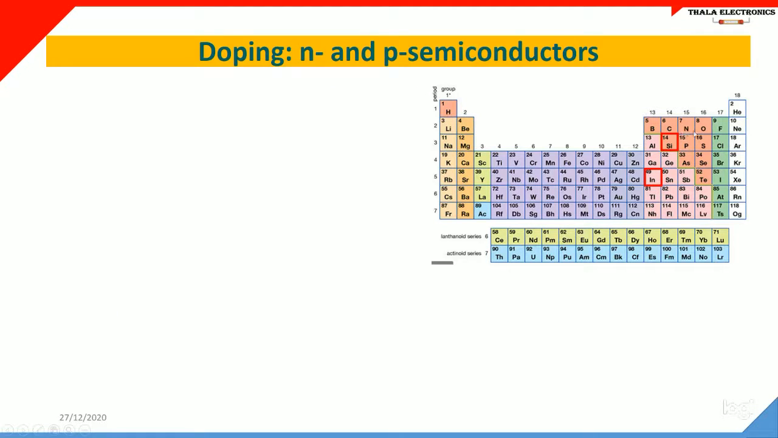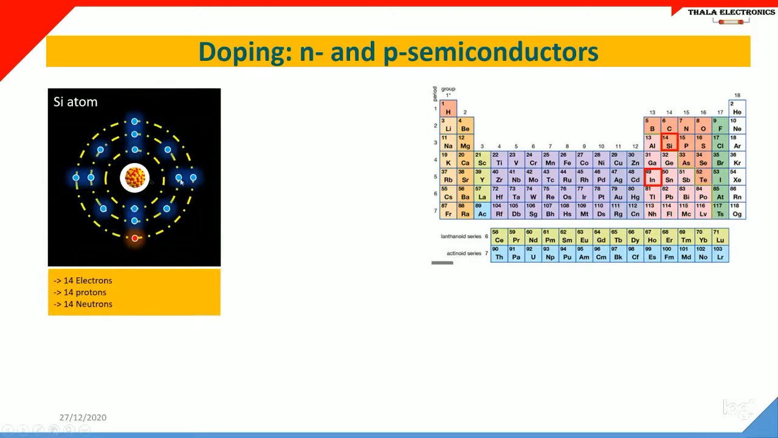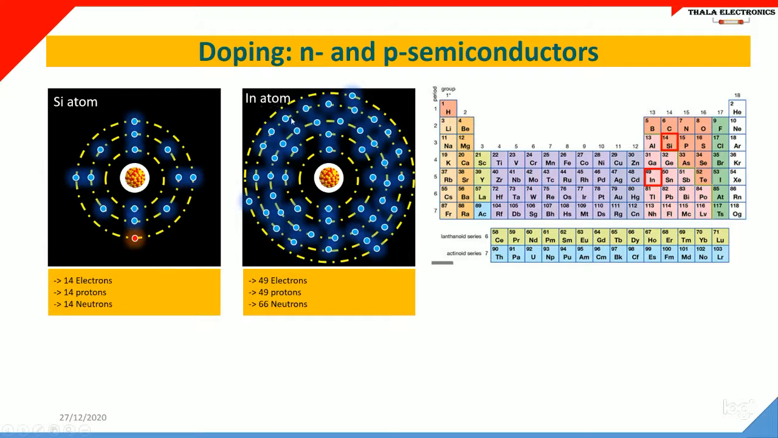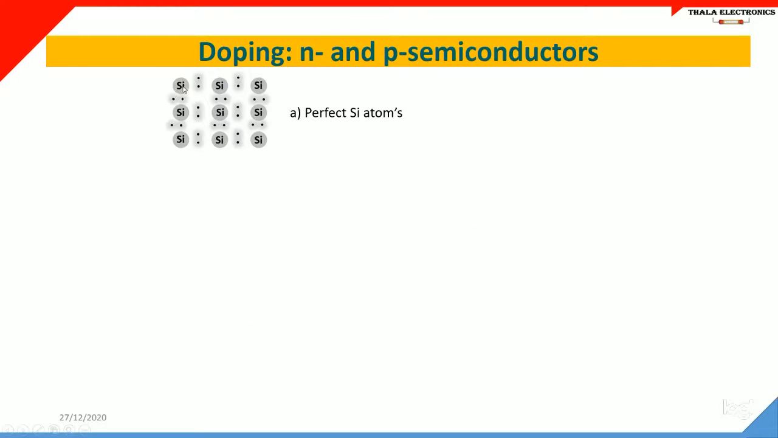Now, this is silicon, and now we take a look at indium. Indium contains 49 electrons and 49 protons. That means on the outer orbit of the indium atom, we can find 3 electrons. That means this atom is able to make 3 bonds with other atoms. Using both atoms, we can create a P junction. Now, this representation is a perfect silicon crystal.